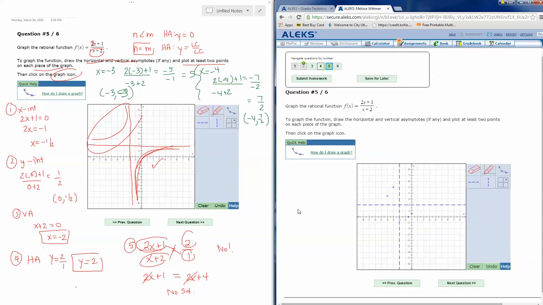So I've set up everything I need for my graph. I have the asymptotes, I have 2 points for each curve. So now if I just hit my graph icon, which is this curve icon with the 3 dots on it, that should graph for me.